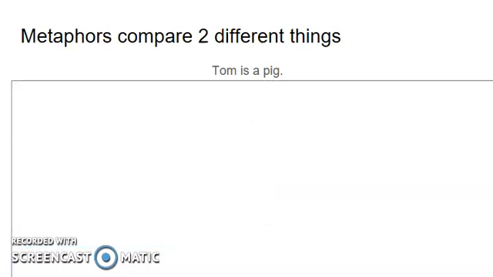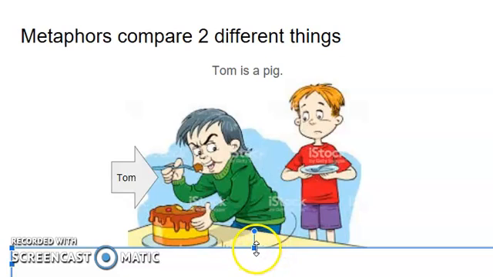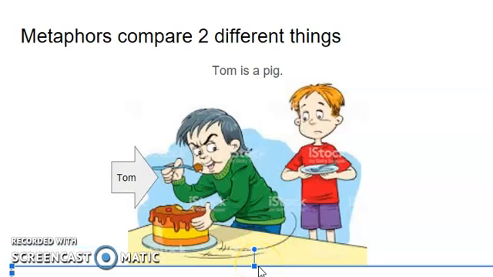Now we're going to look at an example of a metaphor. Tom is a pig. So there are two things being compared in this sentence. Let's figure out what those are using a picture. So Tom is a pig. We don't actually mean that this boy is a pig.